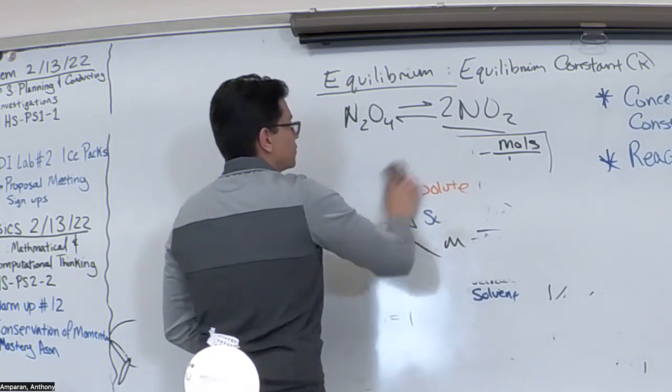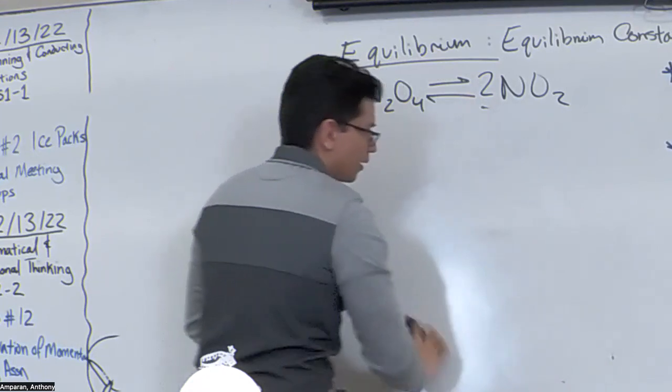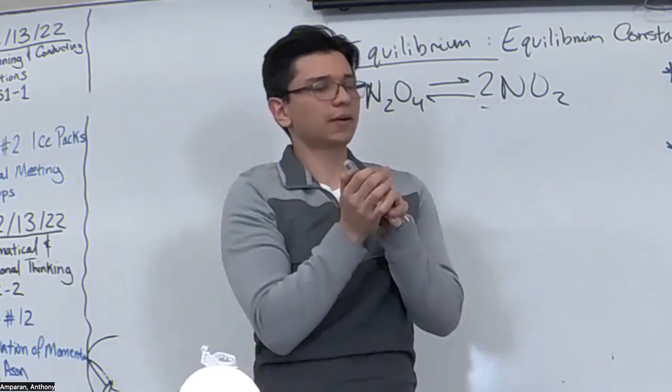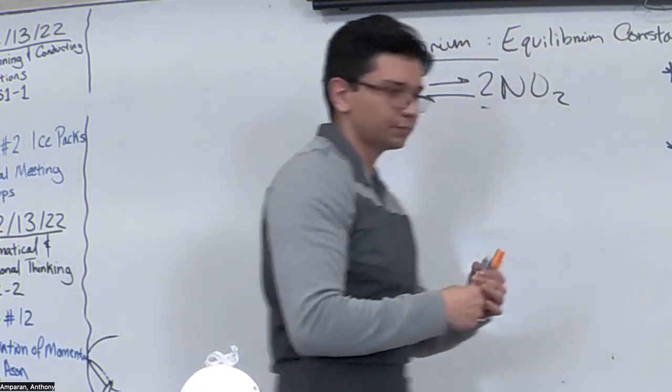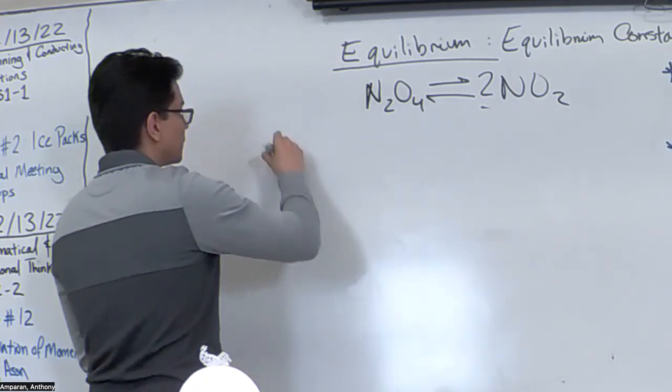Okay, so back to the idea of equilibrium. For equilibrium, we're always looking for the balance to figure out how much of each side of the reaction we have. So we're going to have this thing called our equilibrium constant.